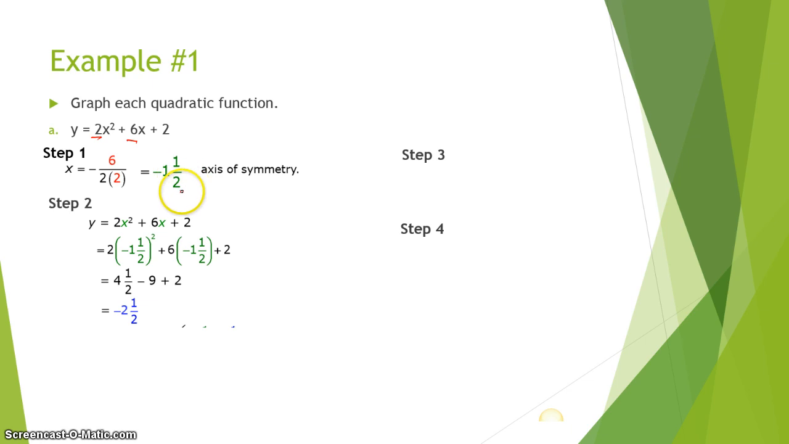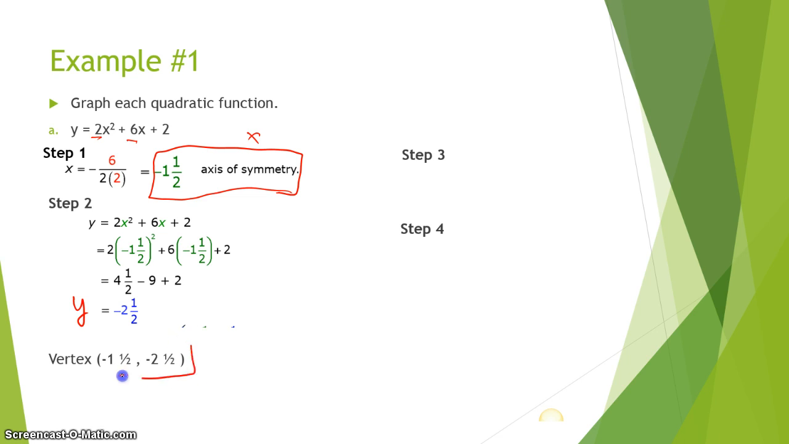To find the vertex, since this is my axis of symmetry, my x, we're going to substitute -1.5 into the equation to find my y. So when I substitute -1.5 into the equation, we have to think of order of operations. So we have -1.5 squared times 2, which gives me 4.5, minus 9, we got 9 by multiplying 6 times -1.5, plus my 2. When we simplify this, we get -2.5. So my vertex, my x is -1.5, my y is -2.5.